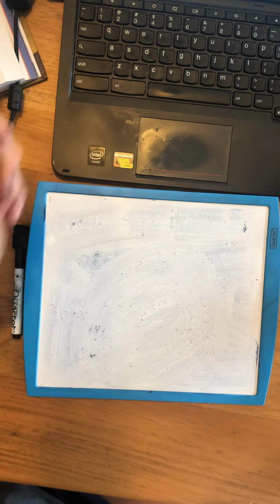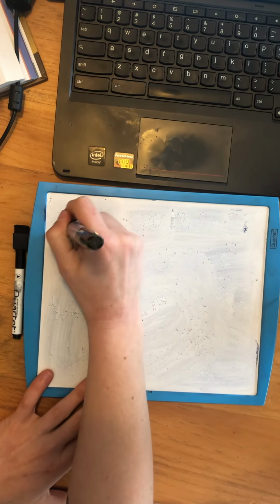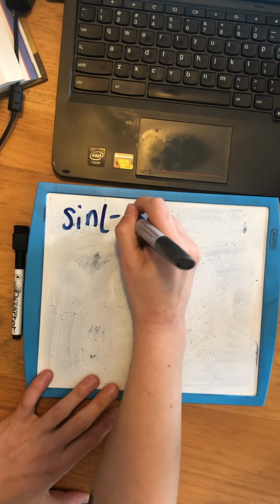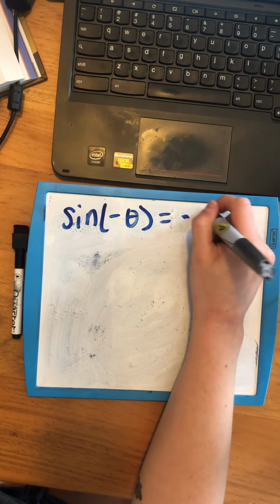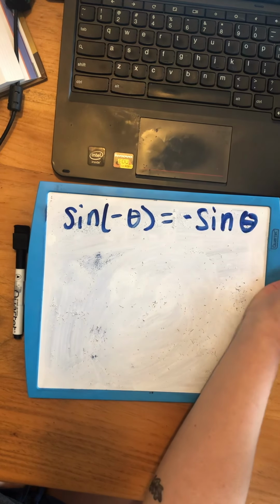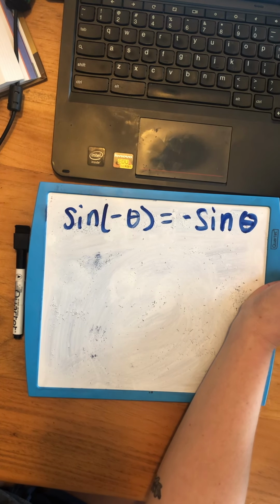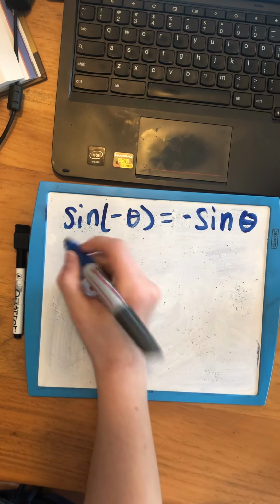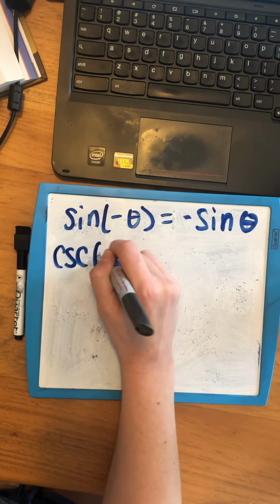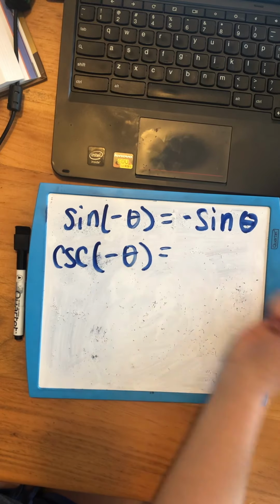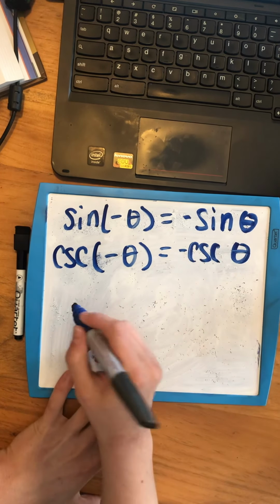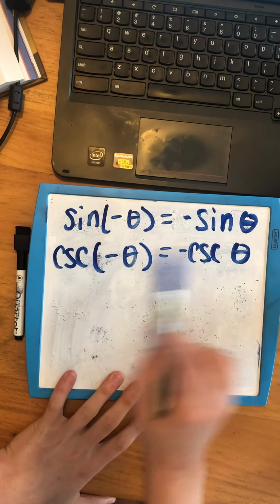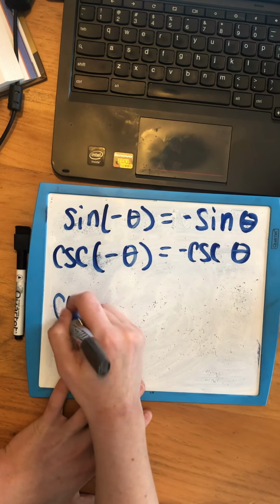All right, and we also have the even and odd identities. That's just saying that sine of negative theta is equal to negative sine of theta. And as you can guess, since sine and cosecant are reciprocals, they're the same. So cosecant of negative theta is equal to negative cosecant of theta. This is the odd identity.